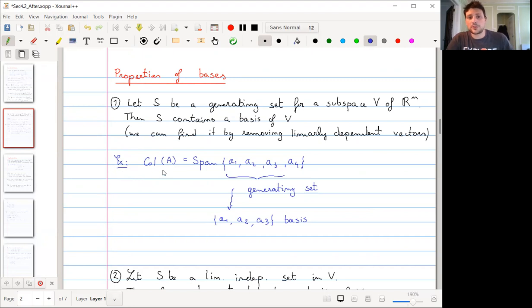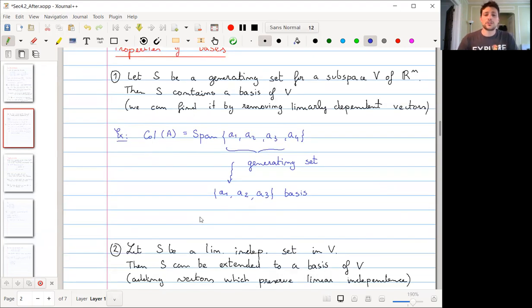Example 1 had a column space with 4 columns, a generating set of 4 vectors, and we saw that one of them could be avoided and trimmed out. In fact, the generating set contained the basis made up of the first 3 vectors. The converse to this is that if I get something that is potentially a basis, meaning that it's linearly independent, but it's not yet a generating set, I can extend it to a generating set and to a basis by adding vectors that are linearly independent.